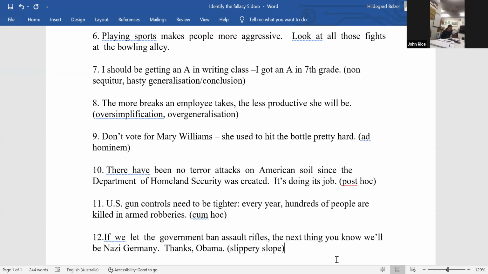So there's an automatic connection, if we think of it like a chain of A to Z. Because we have A, we're going to very quickly go to Z, and that Z is always an extreme thing, and it's always extremely negative and scary. So here we have Nazi Germany.